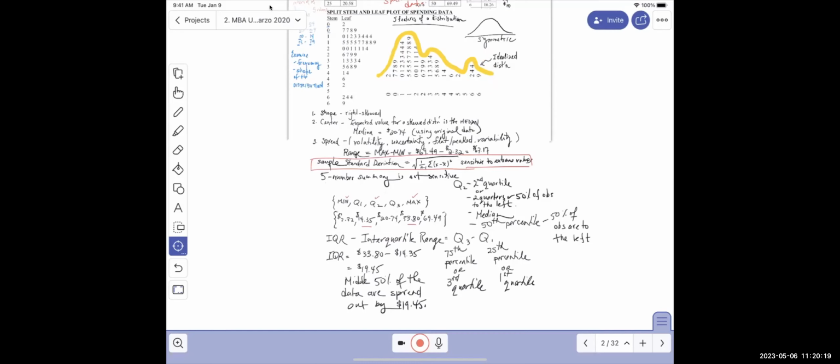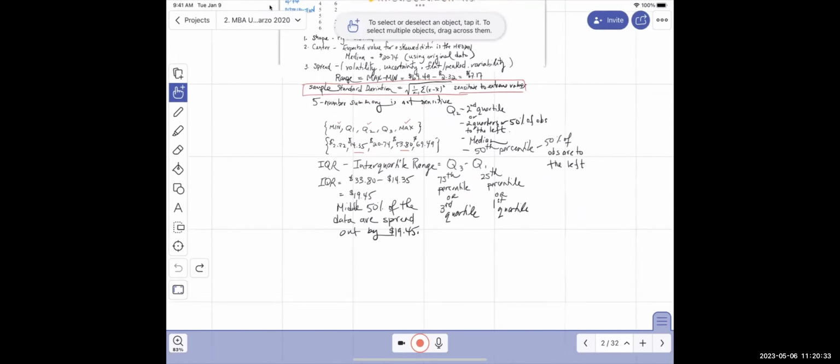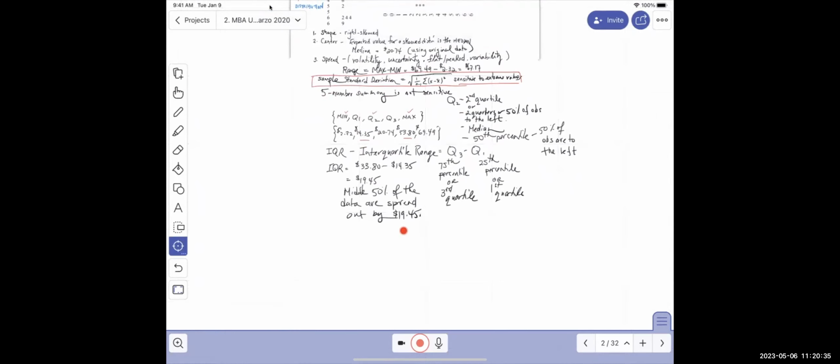And the way that we attribute uniqueness, or whether it's normal or common to see that, is to say that, well, the 50% in the middle is spread out by $20. So what we're going to do is say that most of the data should be spread out similarly.